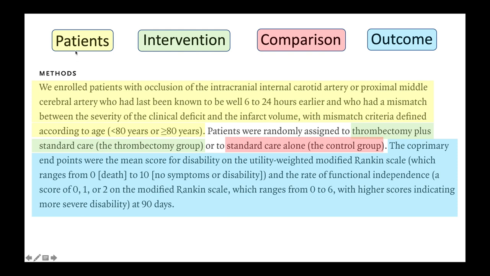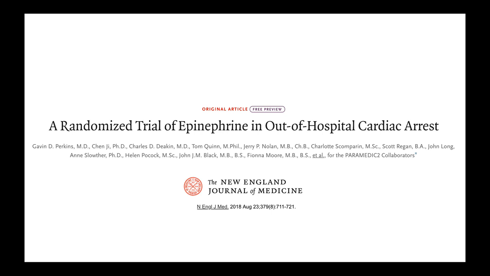So in this case, we have identified the patients, intervention, comparison, and outcome. And this happens to be a therapy trial. Let's take a look at one more example. Another New England Journal article, a randomized trial of epinephrine in out of hospital cardiac arrest.